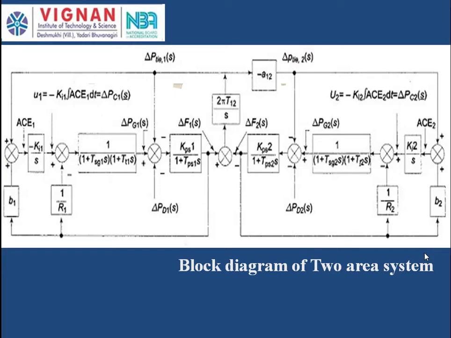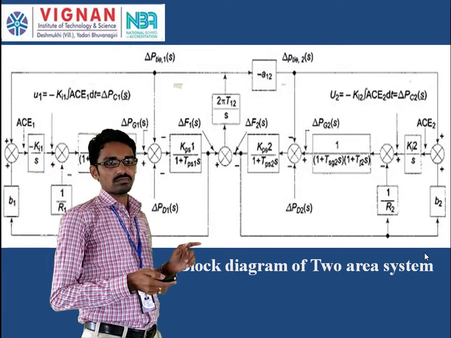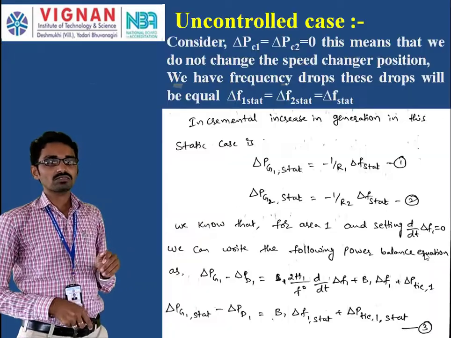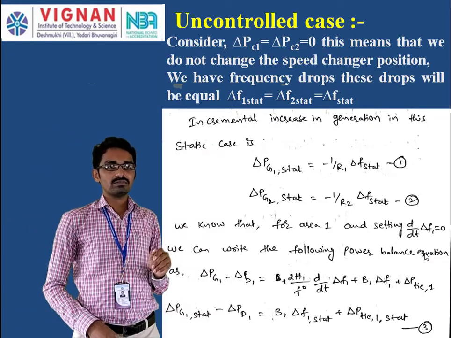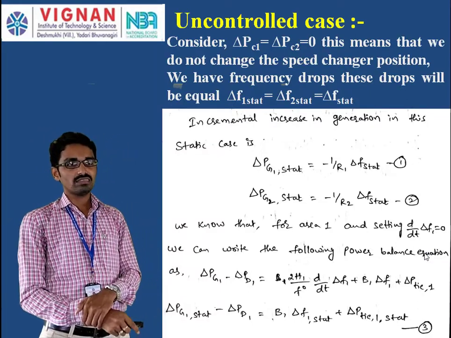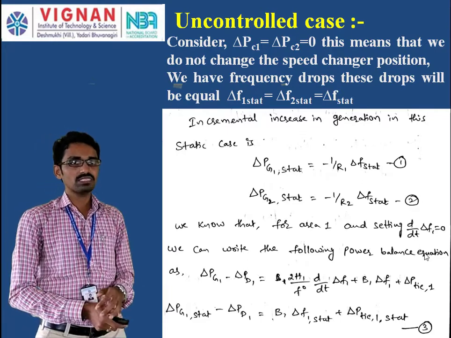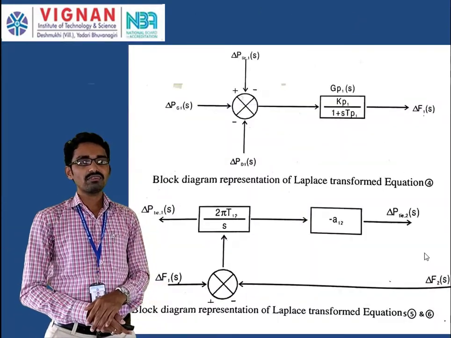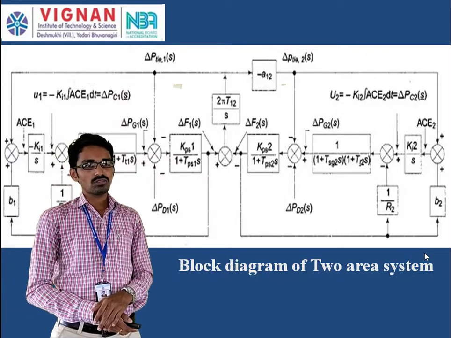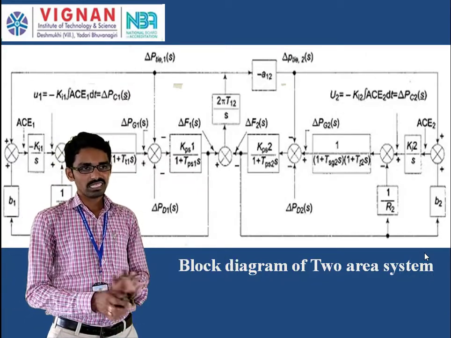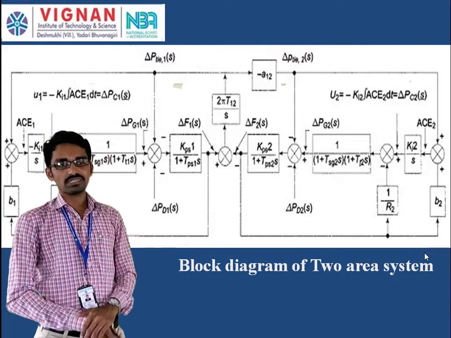Then we are going to get minus a12 over there. So minus a12 is nothing but the factor which we are multiplying in equation 6. So that is what is called the block diagram of the two area system, right? Now if we come to the uncontrolled case, in the two area system we have seen the equations for delta P tie1 and delta P tie2 of s. For that we have calculated the equations and drawn the block diagram representation.